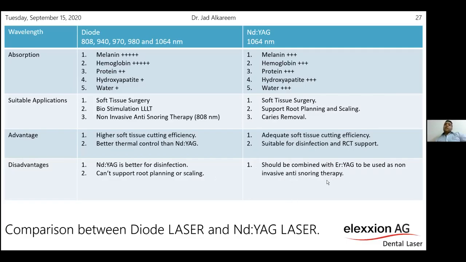And Nd:YAG also can be used to treat snoring, but it has to be mixed together with the erbium YAG. So for some devices, they have a mix between the erbium YAG and Nd:YAG, and in these devices, you can also use it to treat complaints from snoring. So the Nd:YAG itself alone is not strong enough to treat snoring, but the diode laser 808 is better for that part.